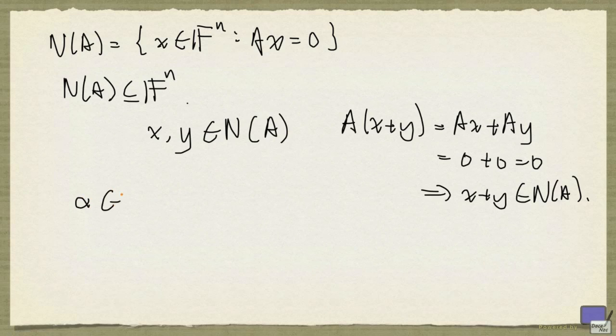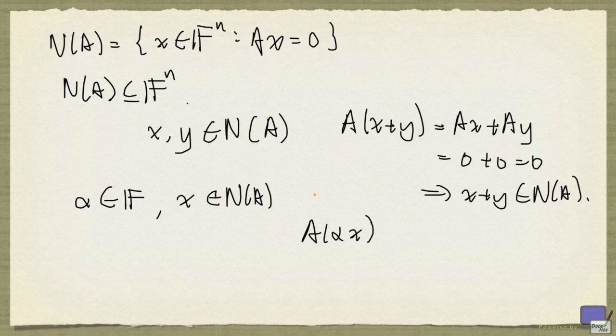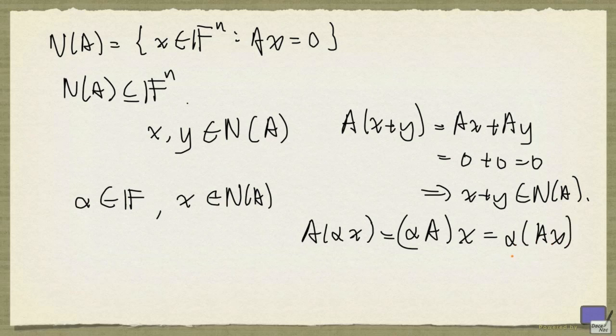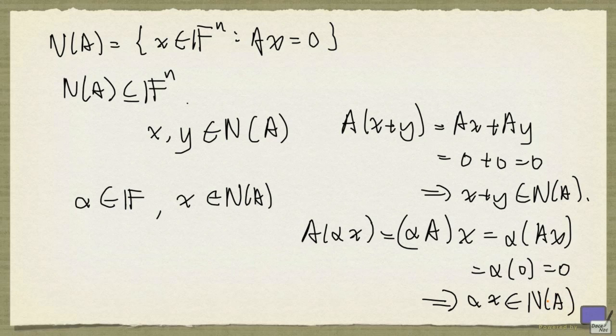What about scalar multiplication? So take a scalar alpha from F and an element x from N(A). Then the question is, is alpha times x in N(A)? And to check that, we need to take A times alpha times x, and that can be rewritten as alpha times A times x, and that's just alpha times 0, and that's just 0. So alpha times x is also in the set N(A). And that shows that N(A) is closed under scalar multiplication as well. And we conclude that N(A) is a subspace of F^n.